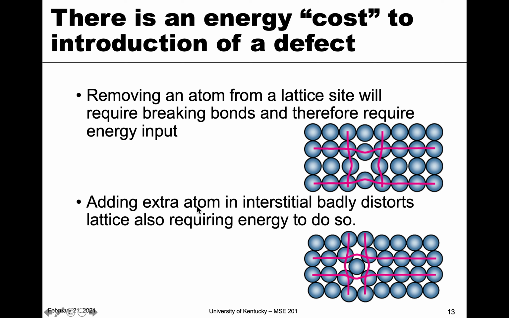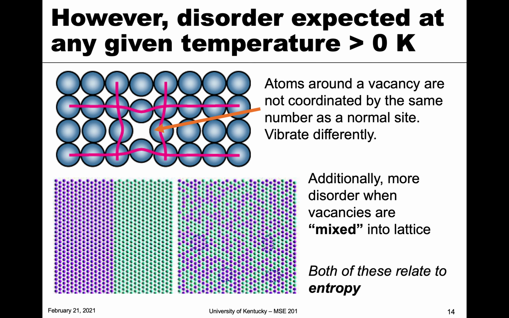Additionally, adding something extra badly distorts the lattice. And you can see it here. It's not just affecting that atom. It moves the atoms around it in multiple layers. You can see a distortion occur, and so that also requires energy for that to occur. So we can't just input an atom with no cost. That would require a lot of energy. So then it brings us back to the question of why this occurs. And that gets us to the second part.